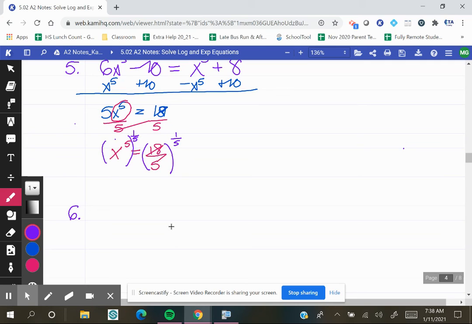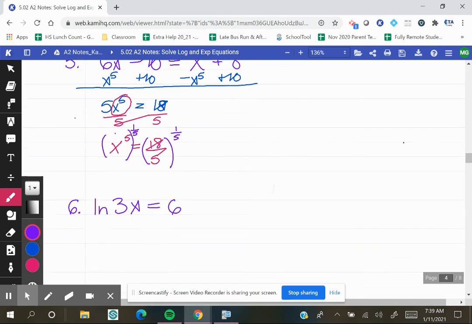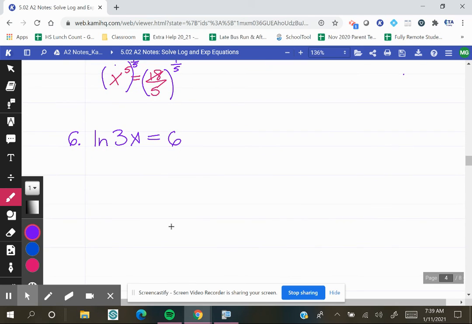And then the next one we're going to do, which is the last one we'll do for today, is ln of 3x equals 6. Pause the video here and solve this one on your own if you can. All right, so first of all, it's already isolated. There's nothing being added or subtracted. We're taking the ln of the entire 3x here.